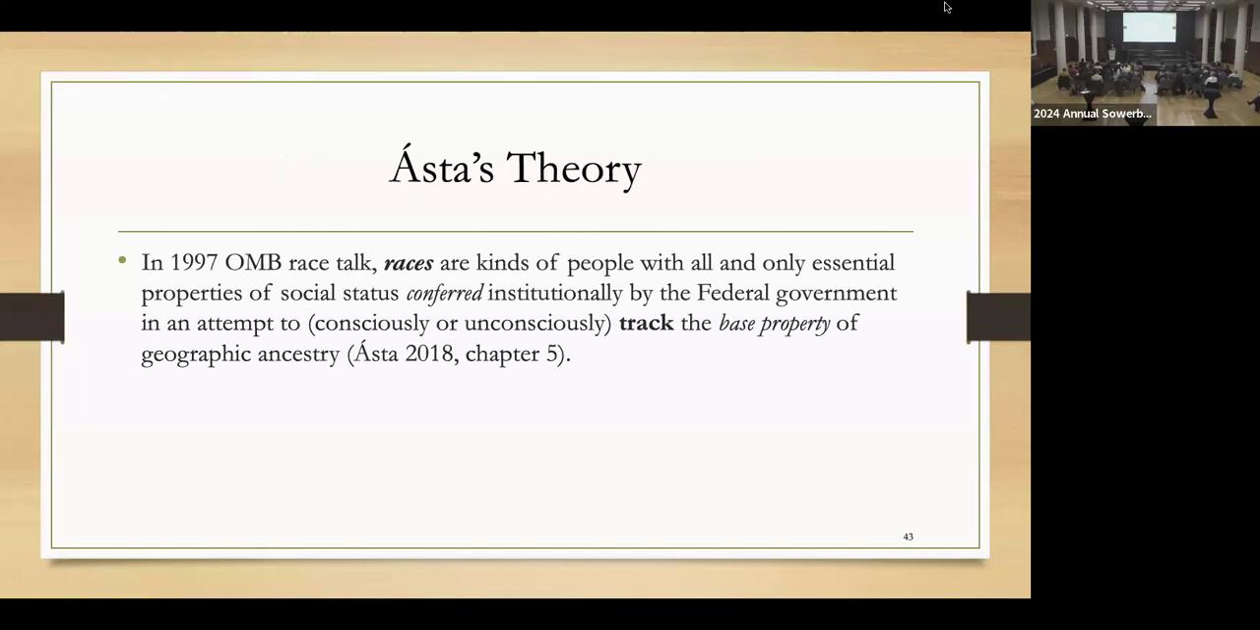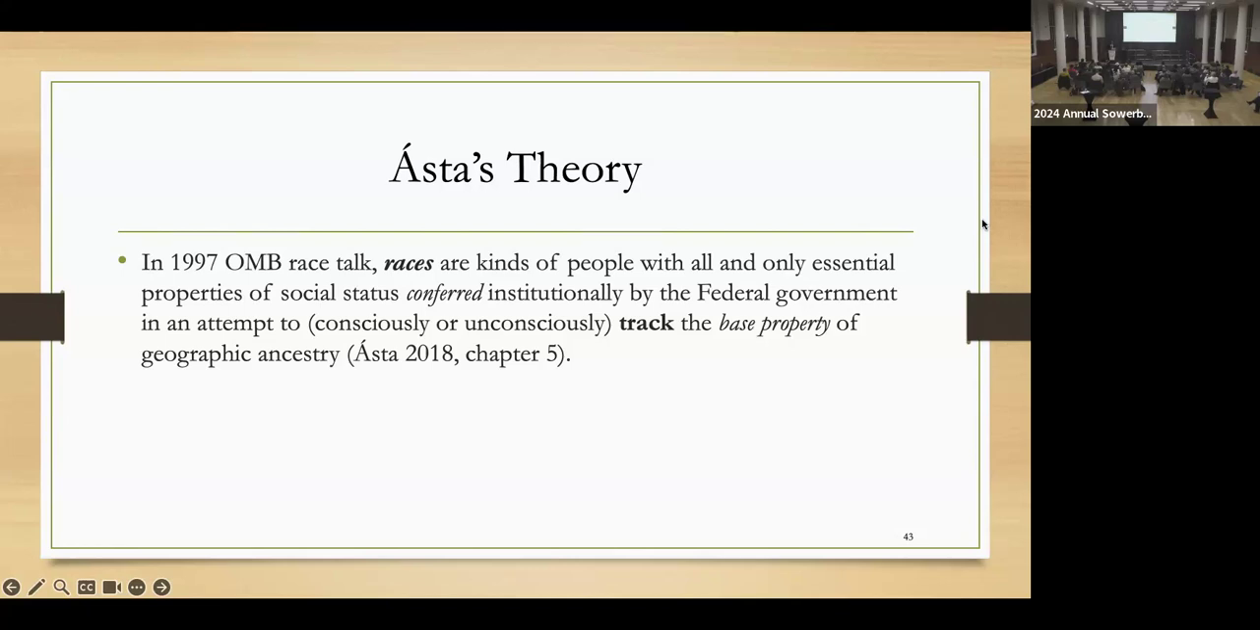So here's my sample of the defenses. Let's take Asta's theory. She has a very widely cited book in philosophy of race that she published in 2018 that tries to give a social constructionist account of race in two popular contexts. One is formal race talk, and specifically, she talks about the 1997 OMB race talk. She's been in the United States for a while, but she's an immigrant. She grew up in Iceland, and from the immigration experience, she had to interact with this race talk a lot. So it's no surprise that she would be interested in figuring out what this talk is actually about.